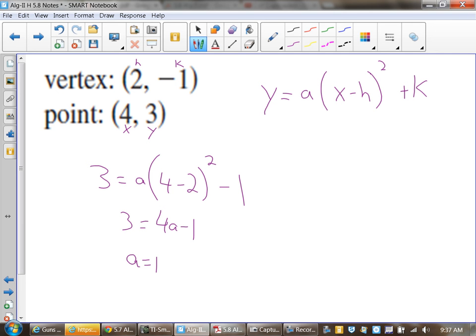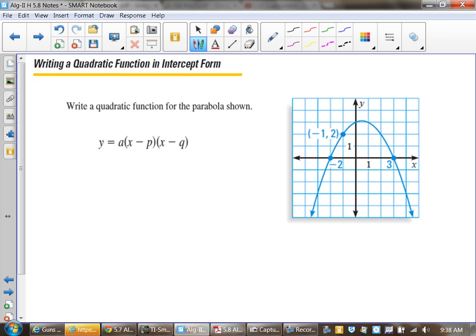This is how you do your intercept form. So y is going to equal x minus 2 quantity squared minus 1, and that's how your answer would look. When I write it out in intercept form, you have to be given what? You got to be given your intercepts.